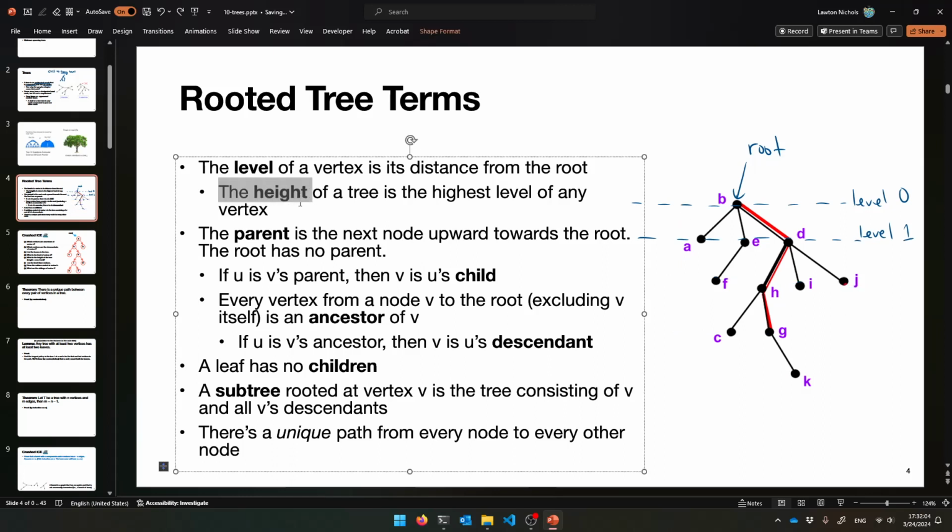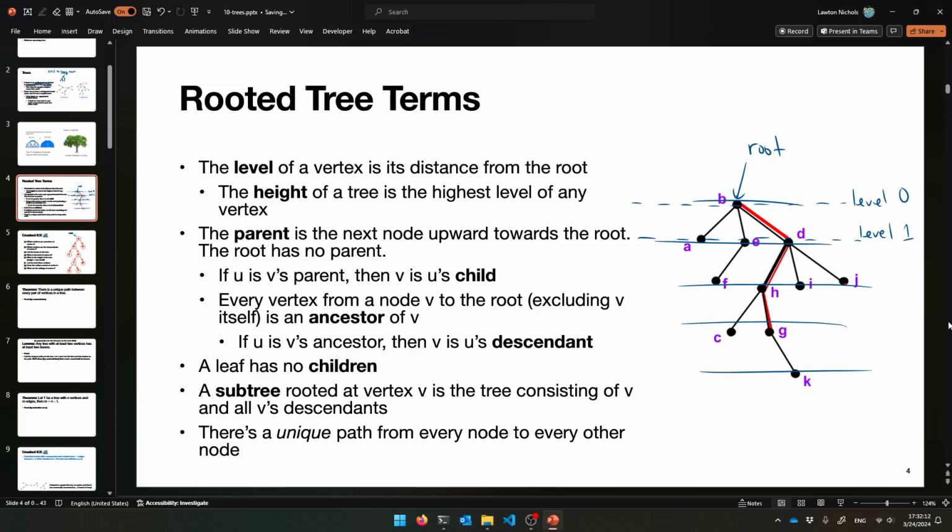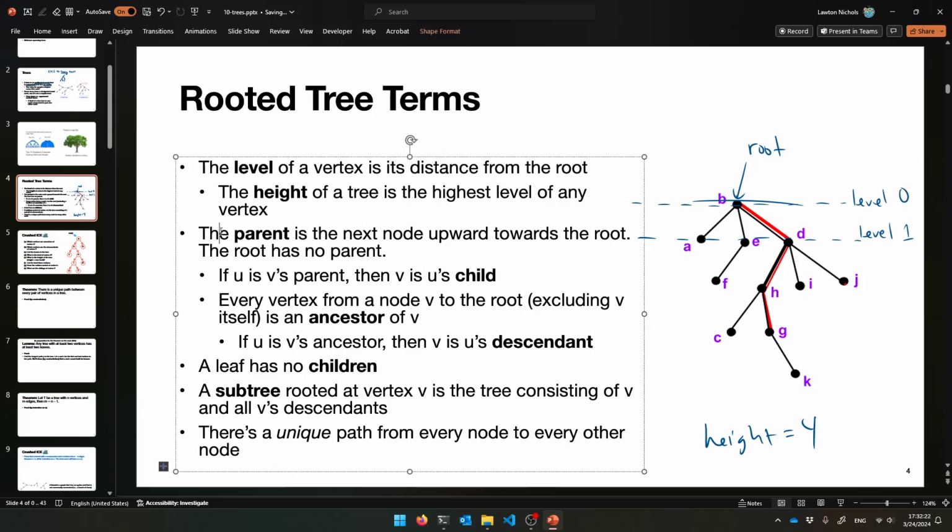The height of the tree, you could talk about the height of the tree itself. It's just the max level. What's the maximum level you could have? It's the highest level of any vertex. 0, 1, 2, 3, 4. So for our tree, the height is 4, thanks to that K node there. So height equals 4, excuse me. Can't talk and write at the same time.